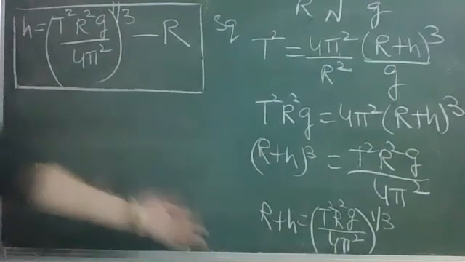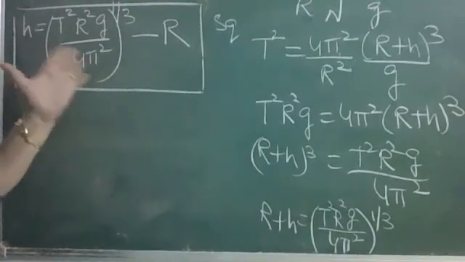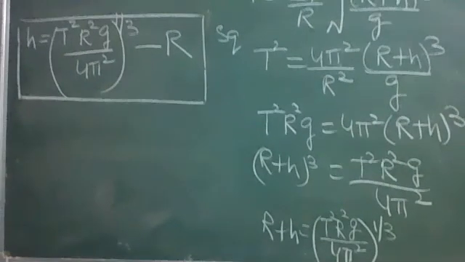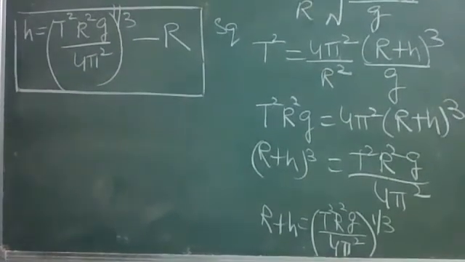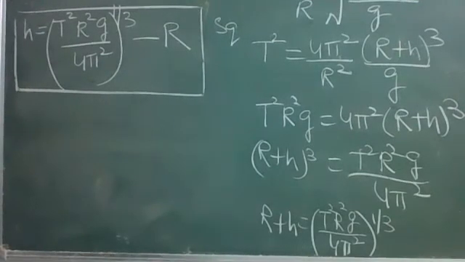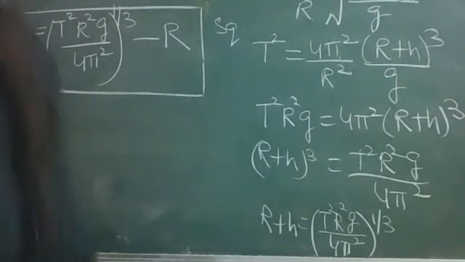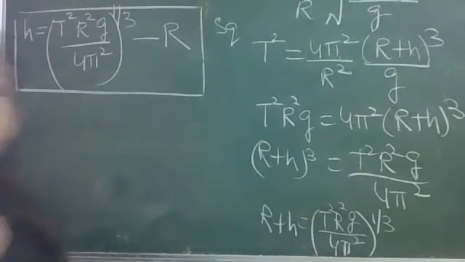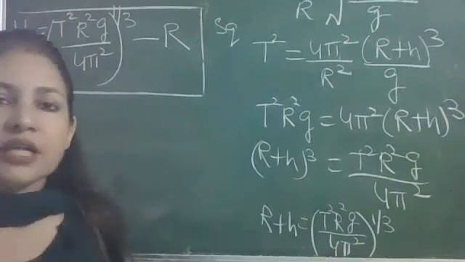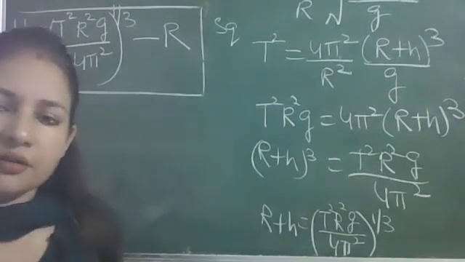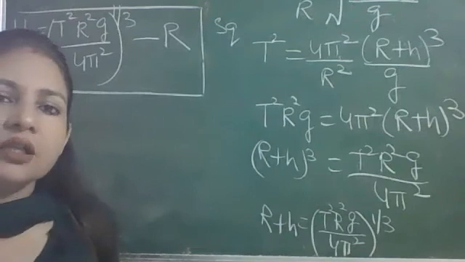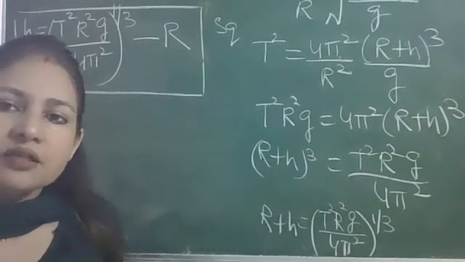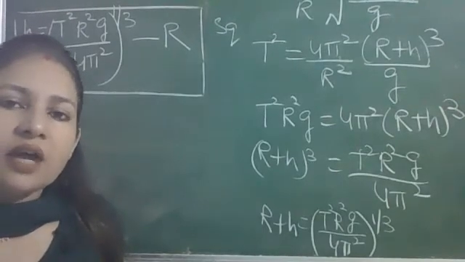So just after solving that, we have taken out h, just that we did. So this becomes the formula for height of satellite from the surface of Earth. T square r square g by 4 pi square raised to power 1 by 3 minus r. So we have found the height of satellite also from the surface of Earth. Any doubts, students? You may ask if you have any doubts. You can raise your hand.